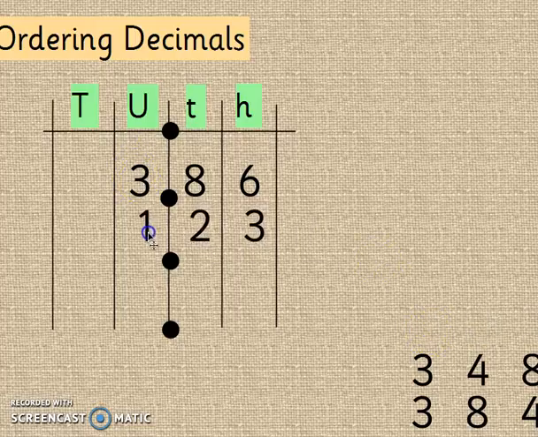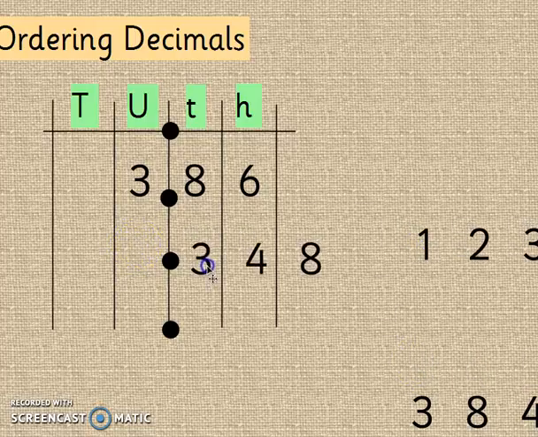If I was comparing it to the number 1.23, you could use your knowledge of whole numbers and go, well, 3 is greater than 1, so therefore I don't need to look any further in these columns. I already understand that this is a bigger number than this number.